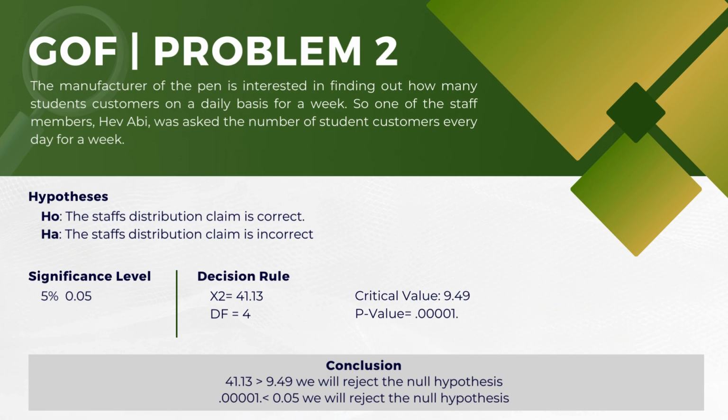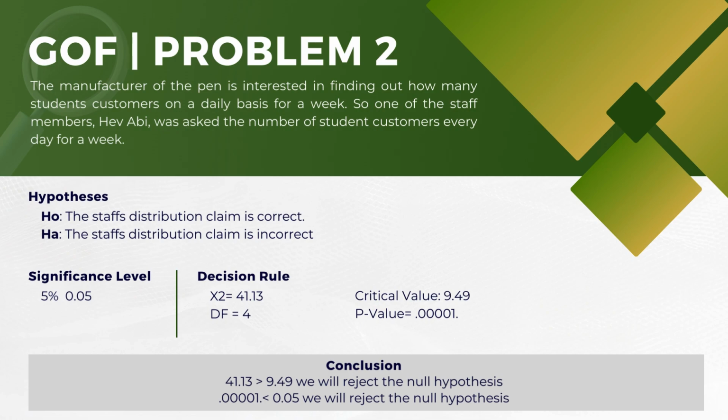Now, the significance level that we use is 5% or 0.05. The values under our decision rule is chi-square equals 41.13 with the degrees of freedom equals 4. Again, using the significance level and degrees of freedom, we can get our critical value with the result of 9.49, while the p-value is 0.0001.